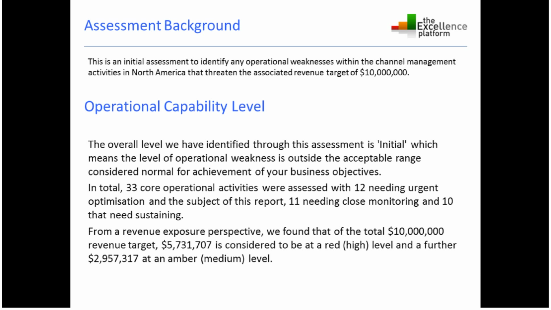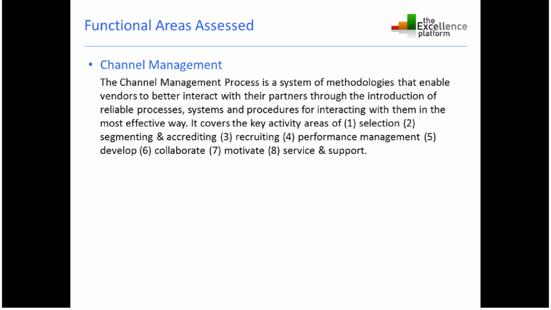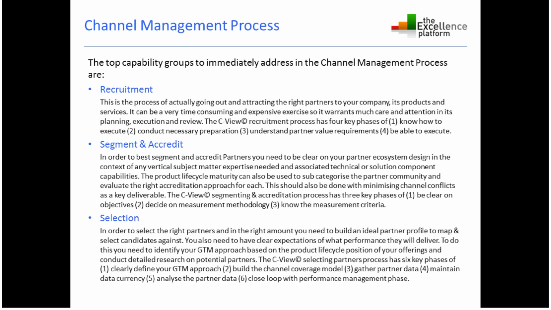We've got an assessment background with the operational capability level clearly described. We've also got a description of the functional area that's been assessed, and we can see here the key capability areas that need immediate attention. If you go ahead and use the Excellence platform to conduct a transformation project, all of the findings from the transformation project will also be pulled into this socialization deck. So you've got a great socialization tool here that complements the dashboards and the executive reports that we've already reviewed.